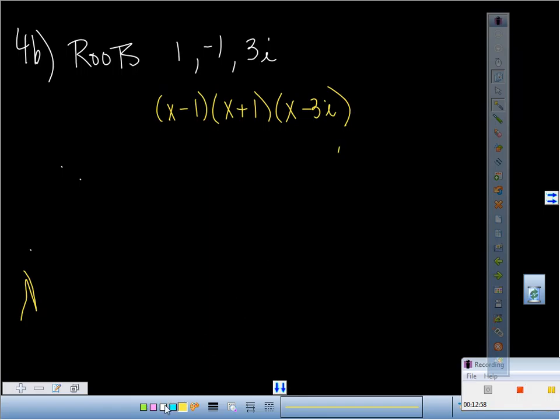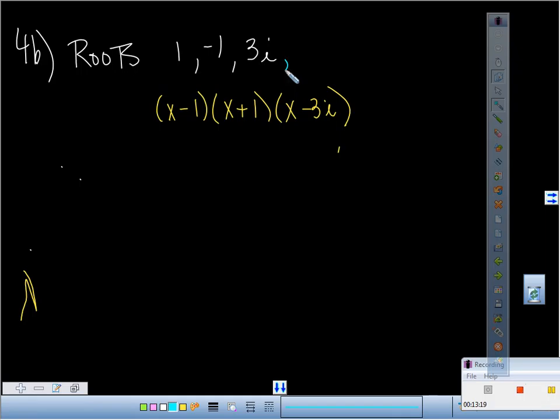Now, what do you know, people? They're conjugates. So what does that mean? Well, you square the first and square the last. No, not that. X squared plus 1.